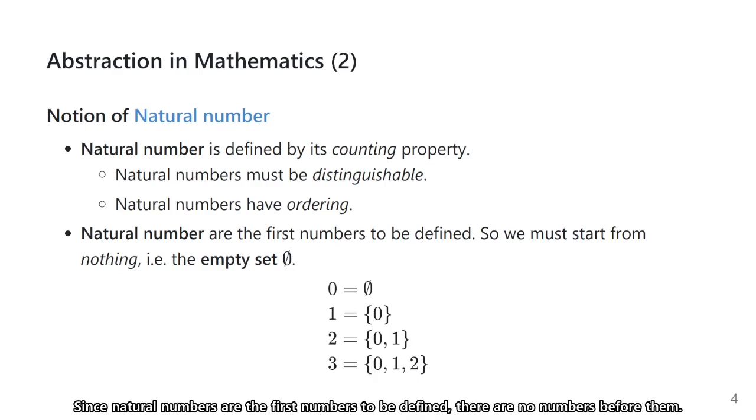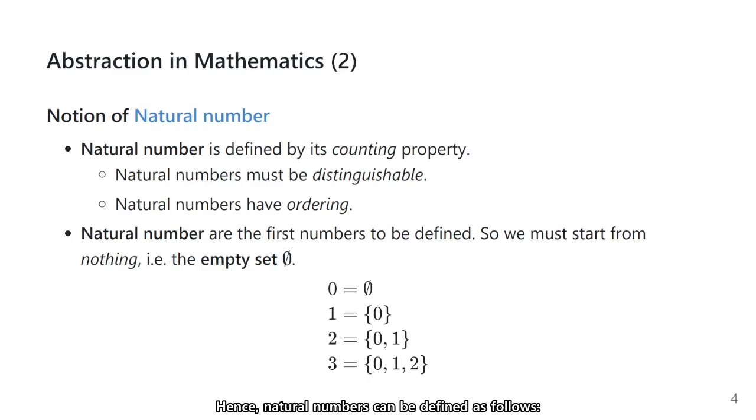Since natural numbers are the first numbers to be defined, there are no numbers before them. Therefore, natural numbers must be defined in a situation where there is nothing. Here, the concept that can be used is the empty set, which means there is nothing. Hence, natural numbers can be defined as follows.